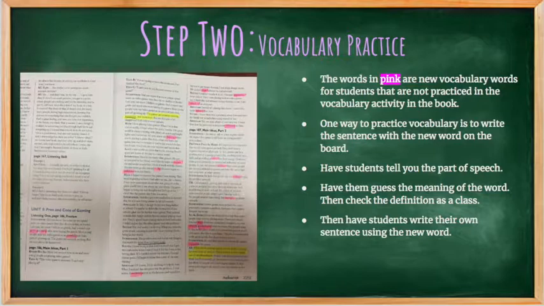I write the sentences that use the new words on the board and underline the word I want students to focus on. I ask them what the part of speech is for each word, then I have students try to guess what the meaning of the word is by using context clues. After they make their guesses, I have them look up each word to see how close their guess was to the actual definitions. Students then get into their groups and create new sentences using the new words. This activity can be modified depending on how much time you have in your class. It usually takes my class 10 to 15 minutes to complete.